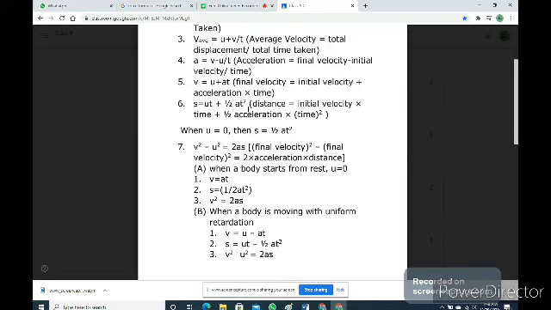When a body starts at rest, initial velocity is 0, then final velocity is the acceleration into time. Displacement is half at square. And v square is equal to 2as.